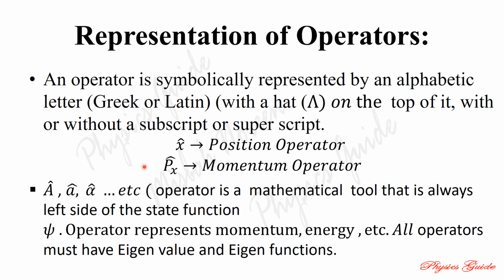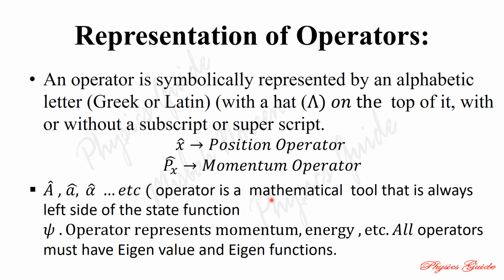We can also use small letters and some mathematical terms for the representation of operators, like capital A with a hat on the top of it, which represents an operator A, and small a with a hat on the top of it, which also represents an operator. Alpha, beta, gamma also represent an operator if we put a hat on the top of it, etc.